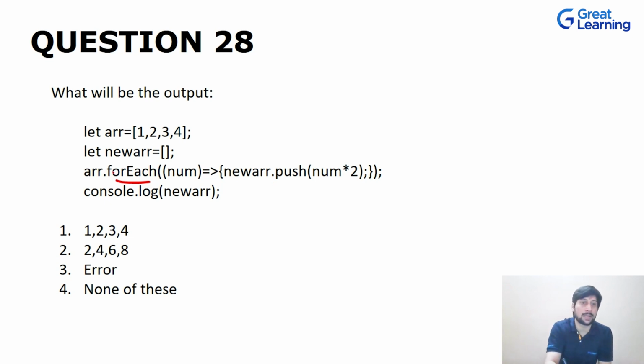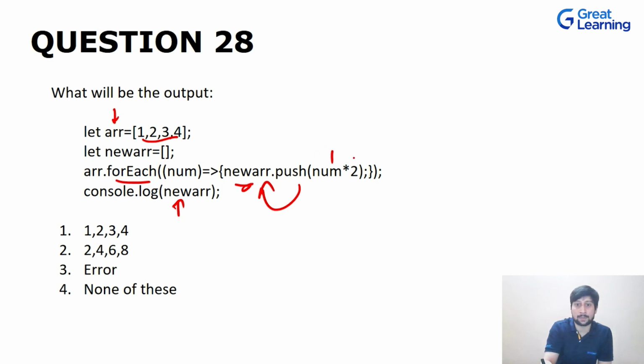Basically what we are doing, we are using a for each loop, and we are traversing this array that is ARR, and at the same time we are traversing, we are pushing it in the new array, right? Then we are trying to print the value of this new array. So one by one we are traversing it, we are pushing it.